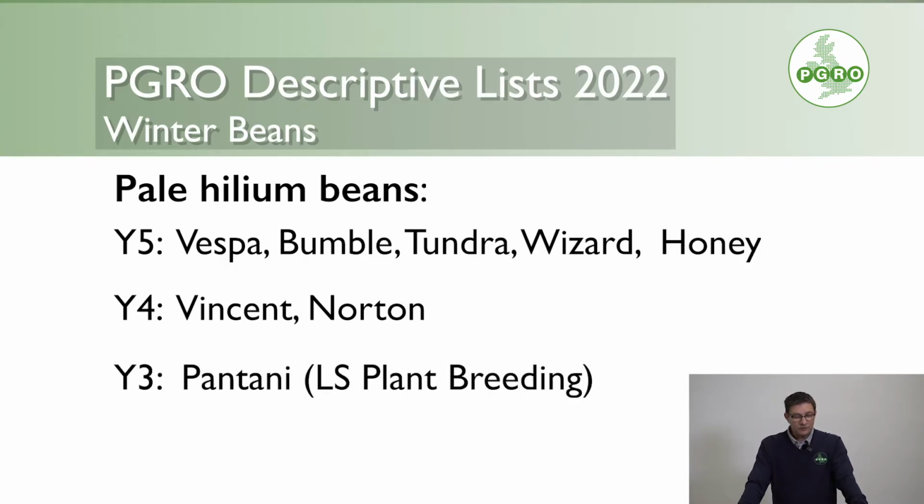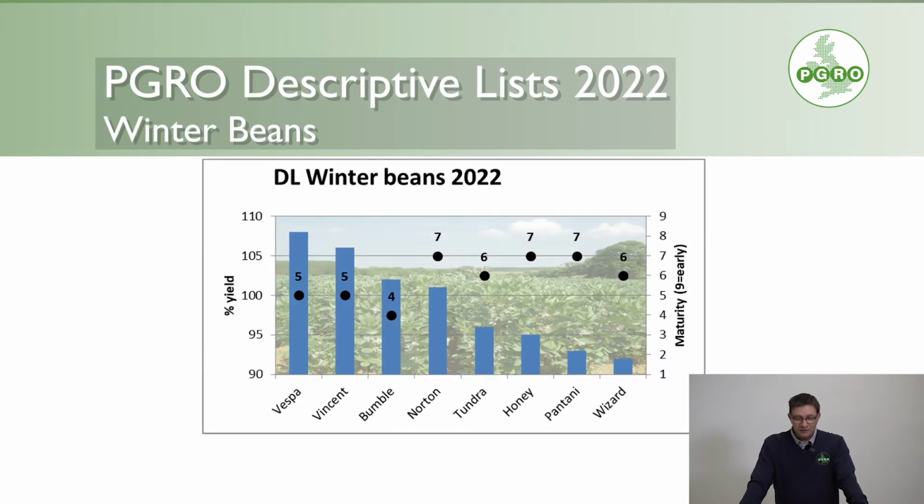New to the list for 2022 is a variety called Pantani from LS Plant Breeding. And Pantani, although it's lower yielding than most at 93%, it's an early maturing type. And I believe we should be comparing the yields therefore to Honey at 95%. It's short, it's stiff-strawed, and it's perhaps more suited to the more fertile growing areas or wetter areas. In terms of maturity, Honey and Pantani have a rating of 7.